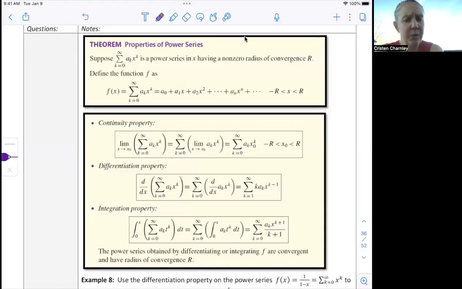We are going to continue with the power series, and in those yellow boxes, we just have a couple more properties: our continuity property, our differentiation property, and our integration property. Those last two, the differentiation and integration property, are the next two examples. Believe it or not, we can find derivatives of series. It looks kind of crazy, but we can.